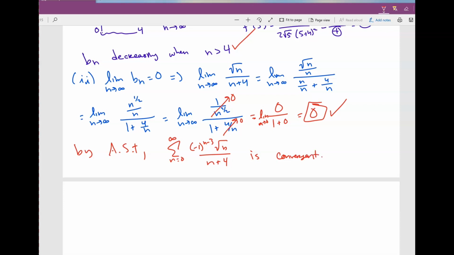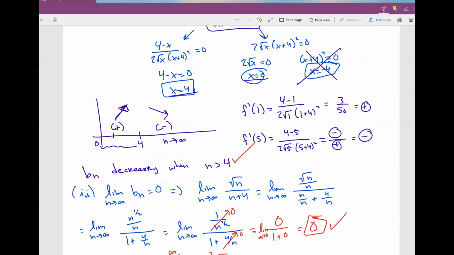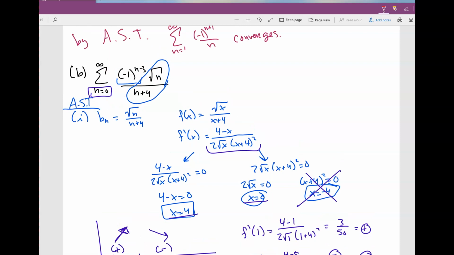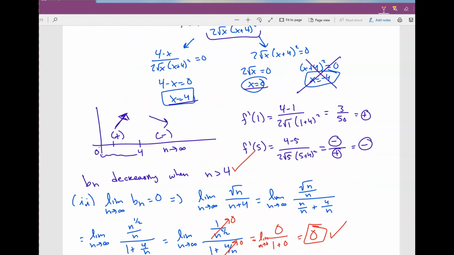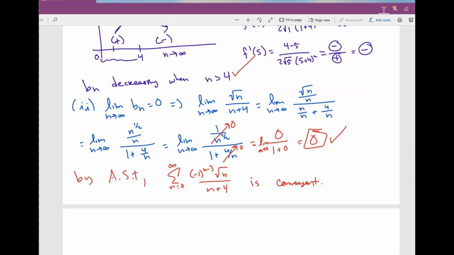The toughest part about this problem is testing whether this is decreasing or not. That's, I think, the hardest part. But doing some Calc 1 stuff, you should be able to figure it out. Sometimes it's going to be really easy, or the problem will say to assume that it's decreasing, so you just have to figure out the limit part.